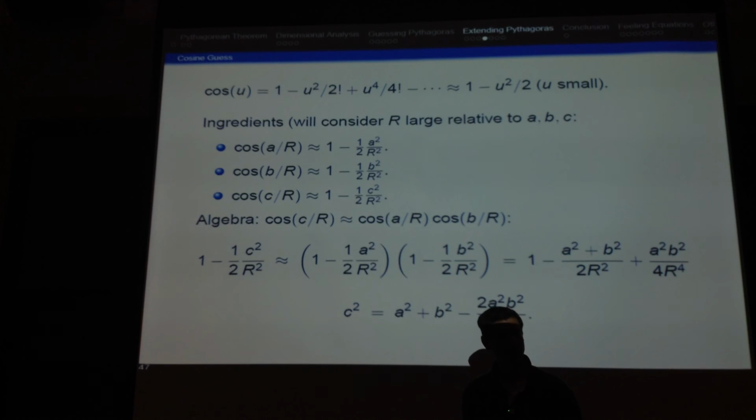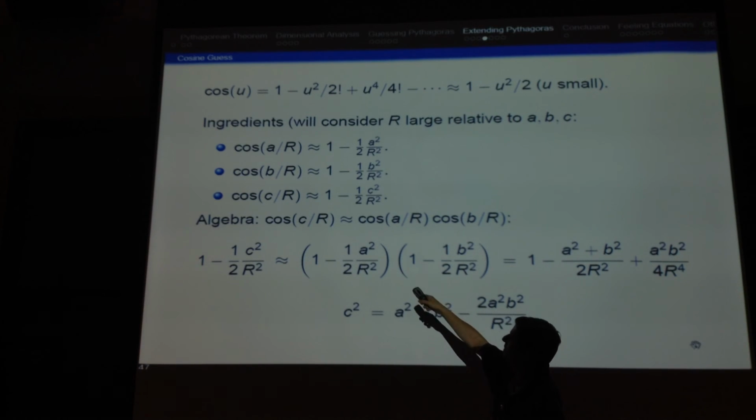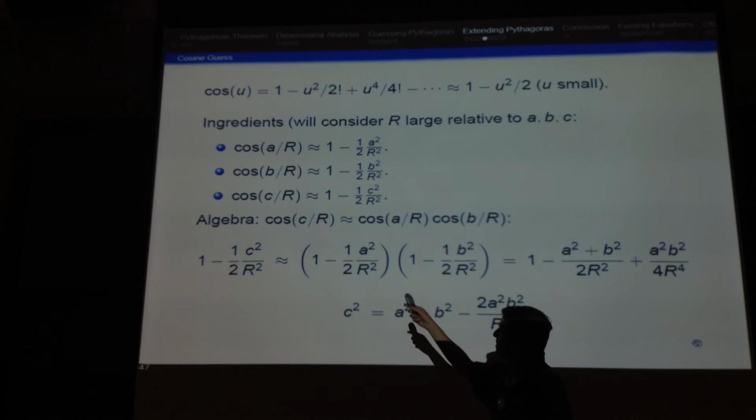That looks a lot like the Pythagorean formula, and as r goes to infinity, this term becomes insignificant, it's going to reduce to Pythagoras. So, as a reasonable guess, maybe Pythagoras on the sphere is: the cosine of c over r is the cosine of a over r times the cosine of b over r.